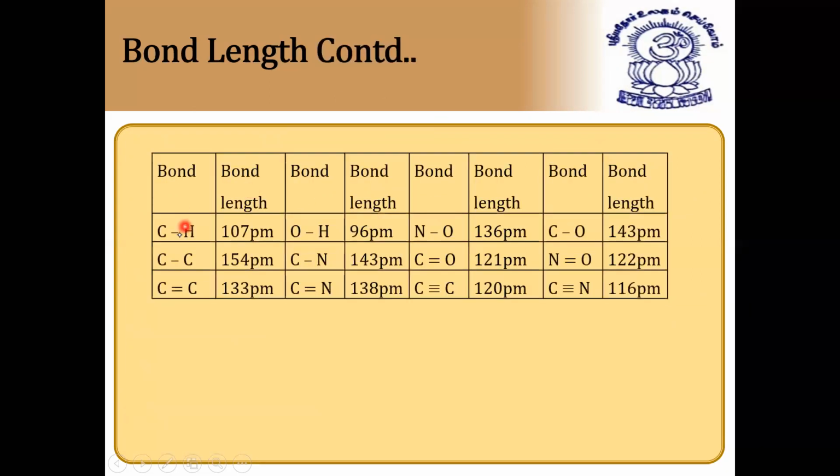So what are the bond lengths we have? C single bond H, 107 picometers. These are all observed in spectroscopy, that is X-ray studies only. And C single bond C, 154. This is alkane. C double bond C, alkenes, 133. And C triple bond C, alkynes, 120 picometers. So what do you understand by these three? C single bond C 154, C double bond C 133, and C triple bond C 120. So as the number of bonds increases, bond length decreases.